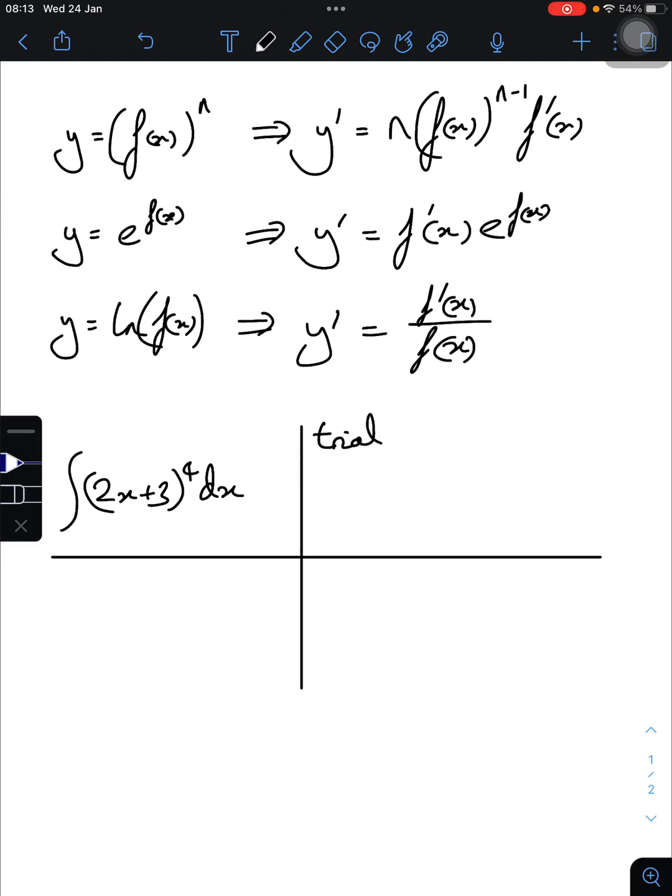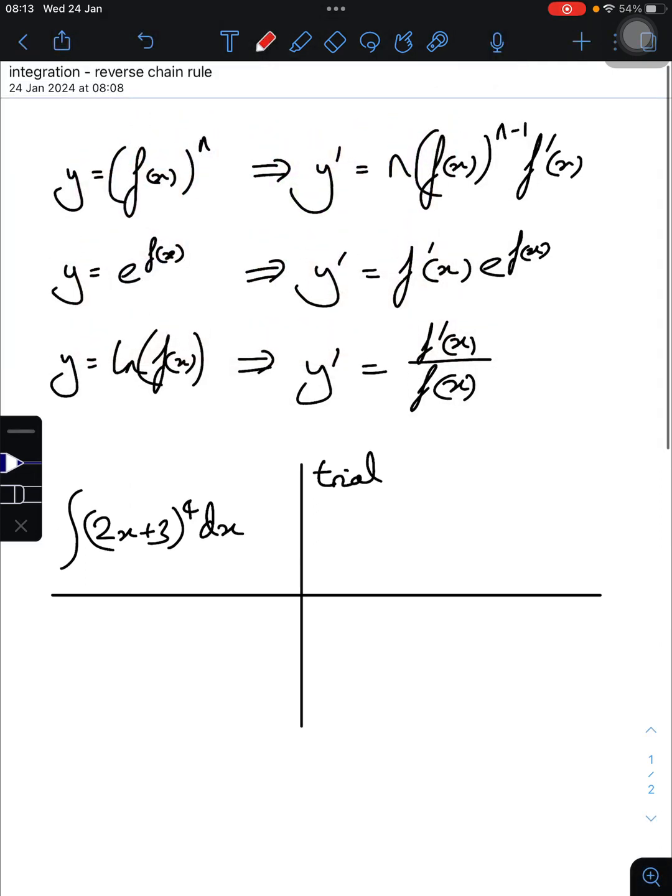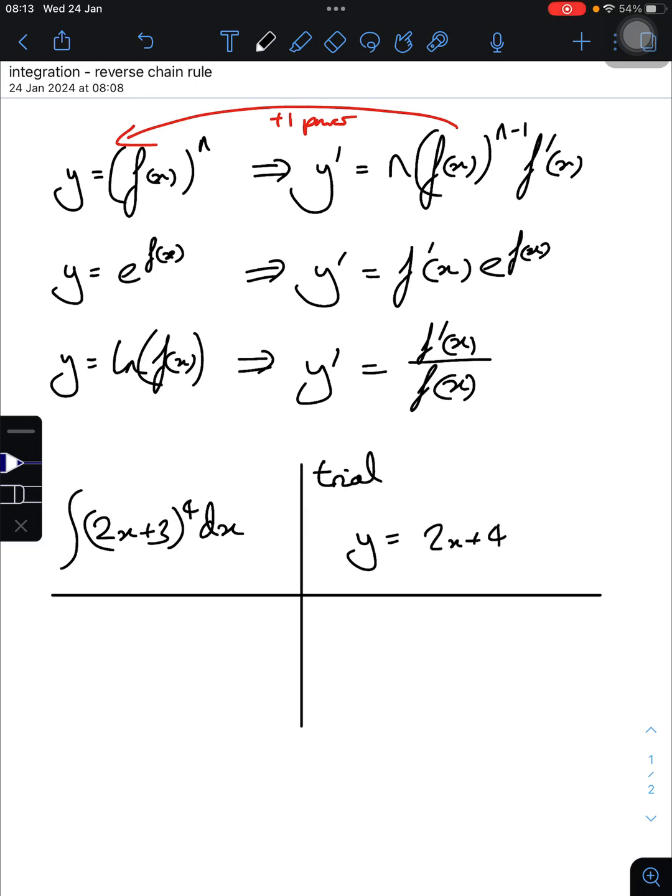So what I'm going to try then is I'm going to add one to that power, because if I look above at the rules, between these two here, the brackets, all I care about is what's inside the brackets. I'm adding one to the power. And so in all cases where you've got brackets and you want to do a trial, add one to the power of the thing that's making your life difficult. So in this case here, let's try to differentiate y equals 2x plus 4 to the power of 5.